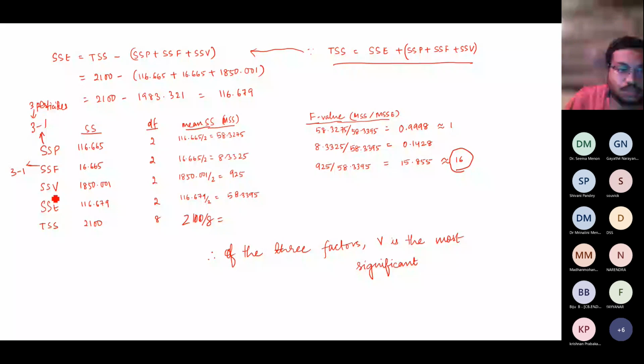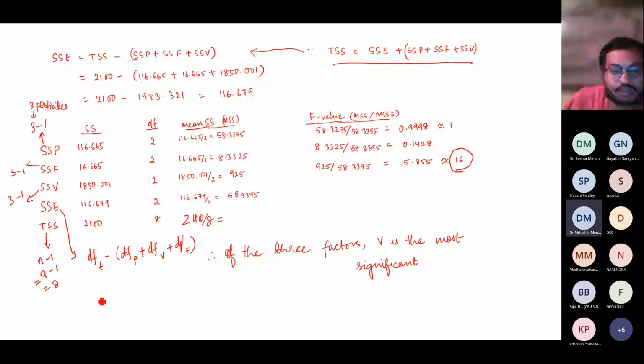For the total sum of squares, we have degrees of freedom n minus 1, where n is the total number of data points. So we have 8. And for calculating the degrees of freedom for error, we do degrees of freedom total minus degrees of freedom pesticide plus degrees of freedom variety plus degrees of freedom fertilizer. So we have 8 minus 2 plus 2 plus 2, which is 8 minus 6, which is 2.